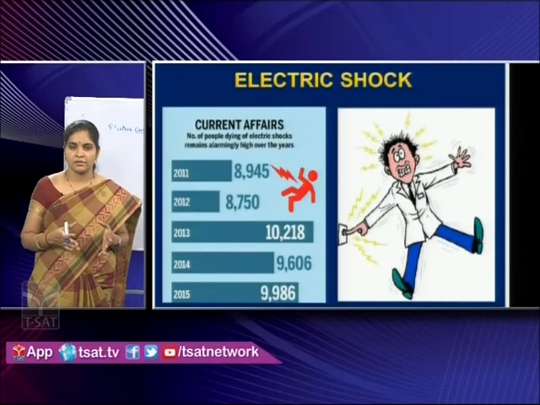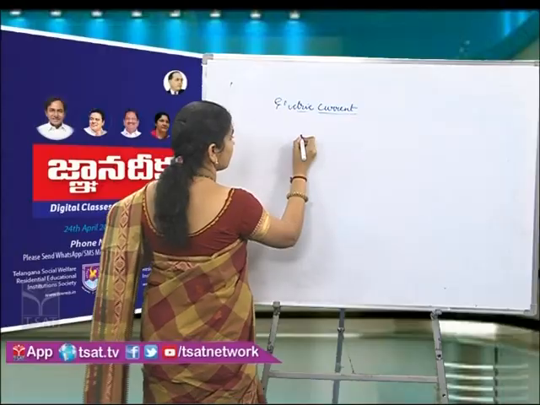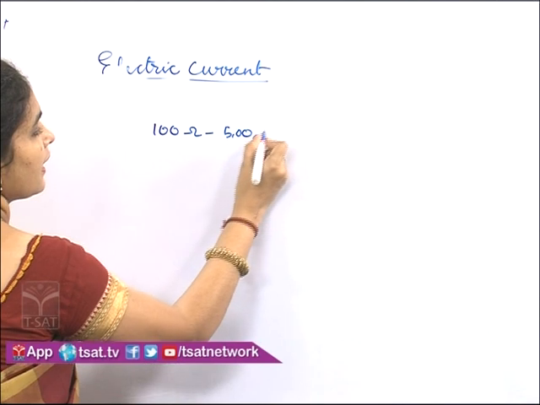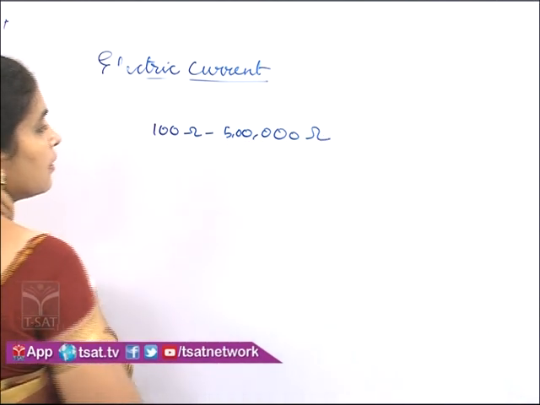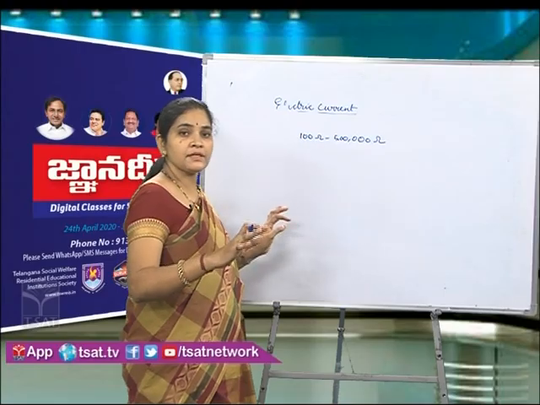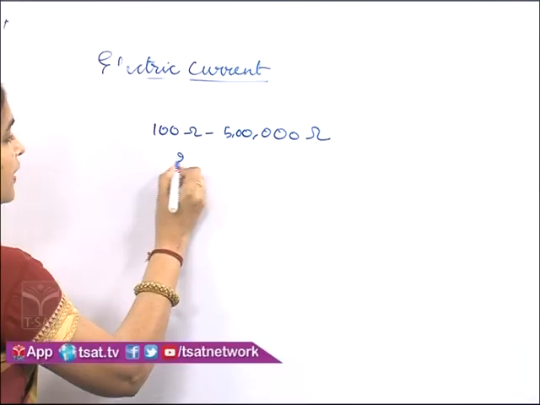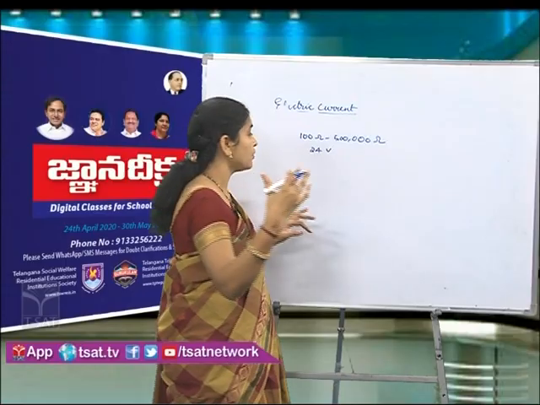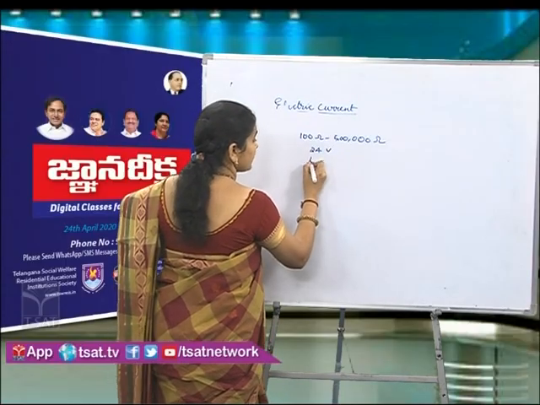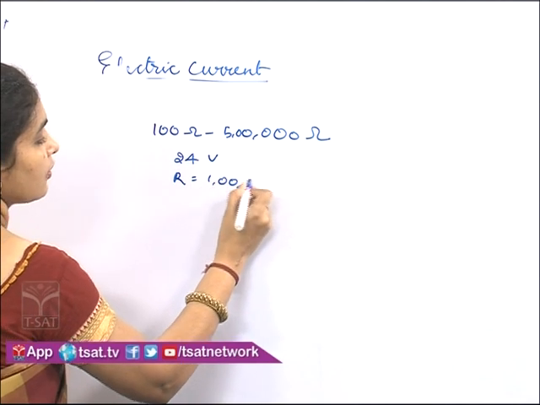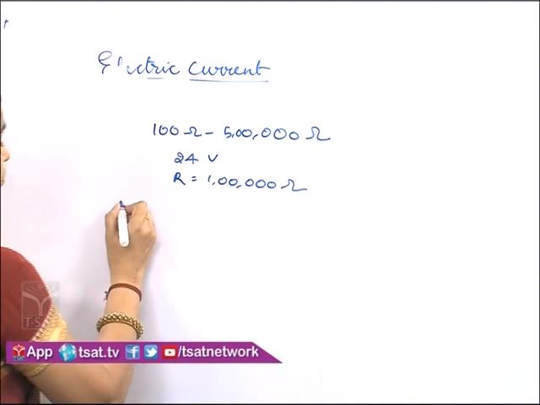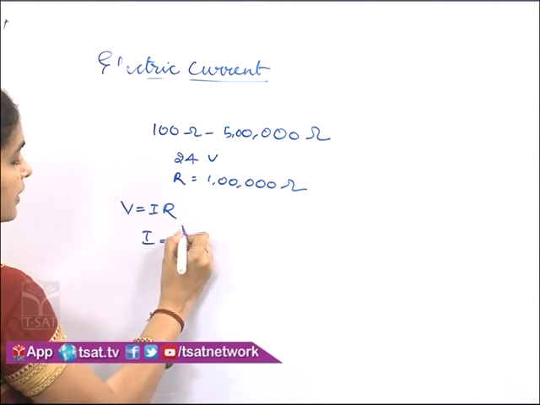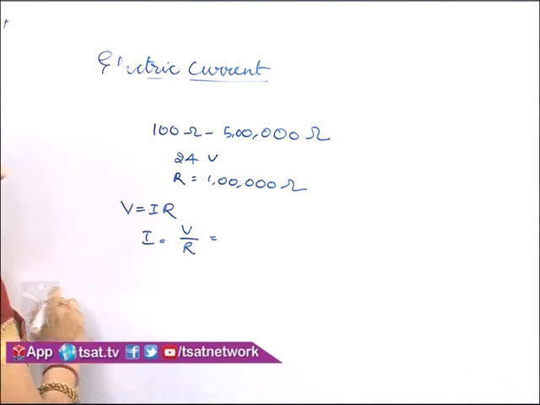Let us see. Human body resistance varies from 100 ohm to 5 lakh ohm. Suppose a person touches a battery of 24 volts. Let us calculate the amount of current passing through his body by taking resistance as 1 lakh ohm. Using Ohm's law, Ohm's equation, we can find out the amount of current passing through his body.